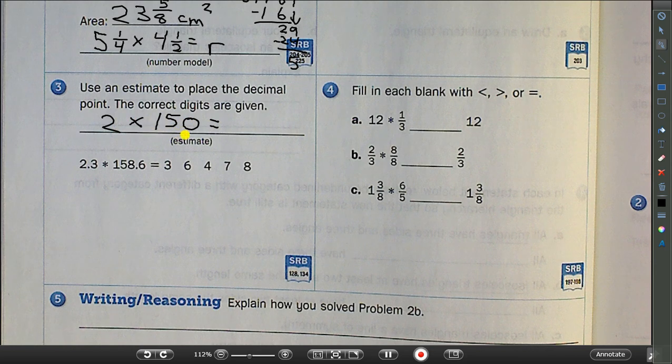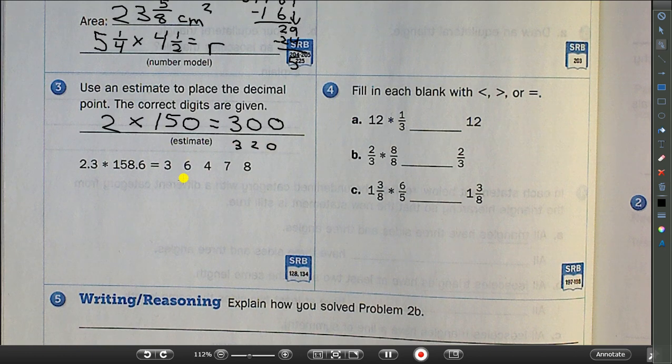2 times 15 would be 30. And then we have a 0 at the end. So 30 with 1 power of 10 at the end there. We're estimating somewhere around 300. Had you rounded up to 160, you would have had an estimate of 320.